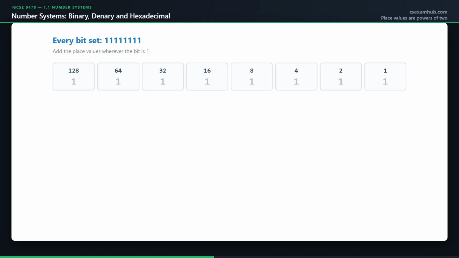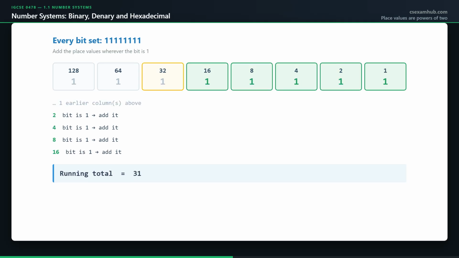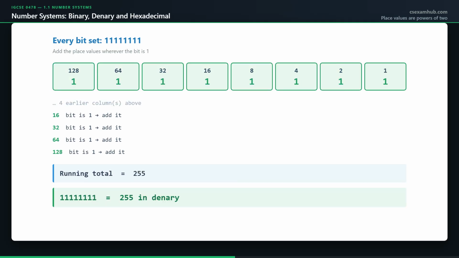Exactly the same way as denary, but with powers of 2 instead of powers of 10. Look at this table carefully and notice the direction. The place values start at 2 to the power 0 on the right, which is 1, and double as you move left: 1, 2, 4, 8, 16, 32, 64, 128. That is a standard 8-bit byte.